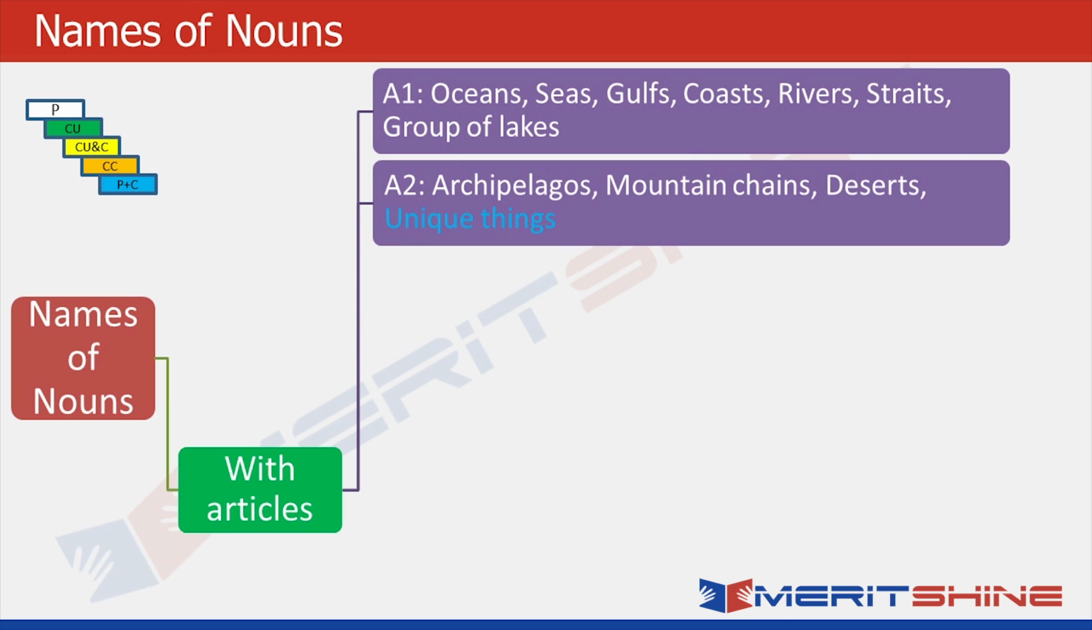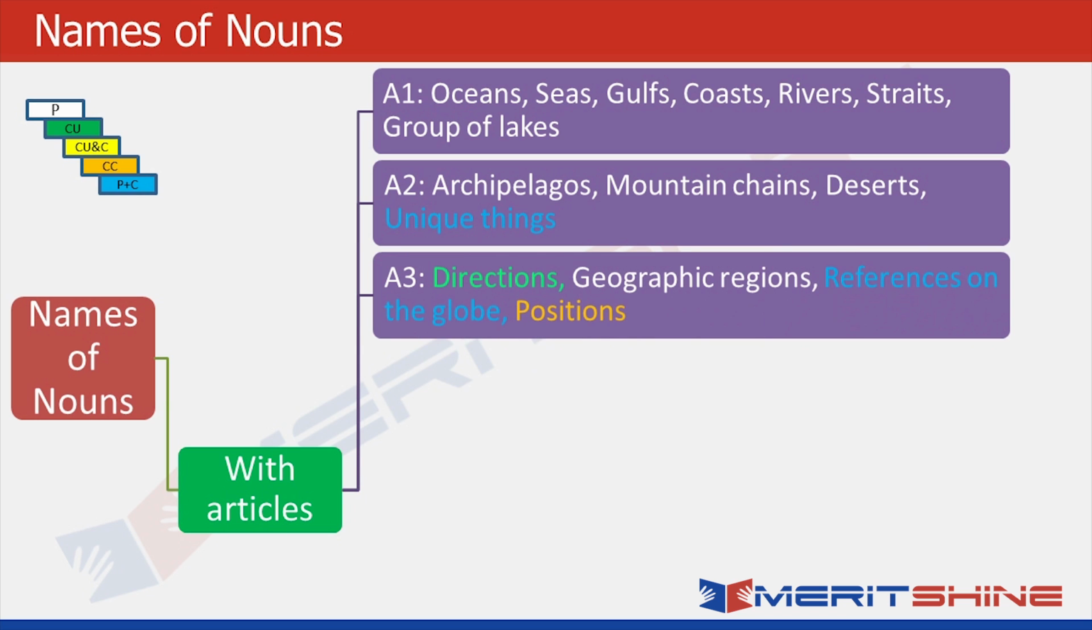This case has the names of archipelagos, mountain chains, deserts, and unique things. All entities except unique things are proper nouns. The case A3 consists of the names of directions, geographic regions, references on the globe, and positions. The names of geographic regions and references on the globe, except equator, are proper nouns. The names of positions are common countable nouns, and the names of directions are common uncountable nouns.